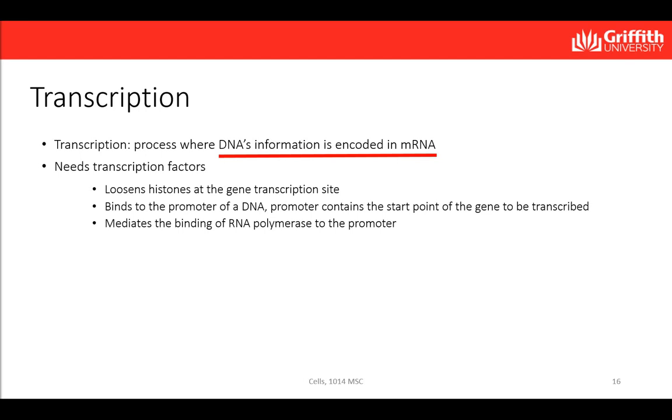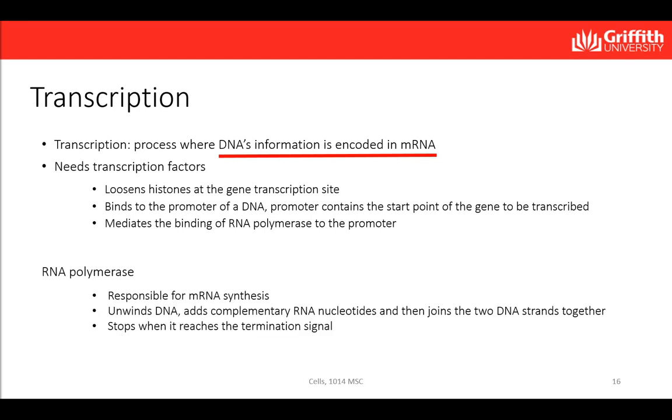Once these preparations are made, RNA polymerase can initiate transcription. The RNA polymerase enzyme is responsible for mRNA synthesis. It synthesizes mRNA by unwinding DNA and adding complementary free RNA nucleotides, and then joining the DNA strands back together into a double helix molecule. Transcription stops once the enzyme reaches the termination signal.